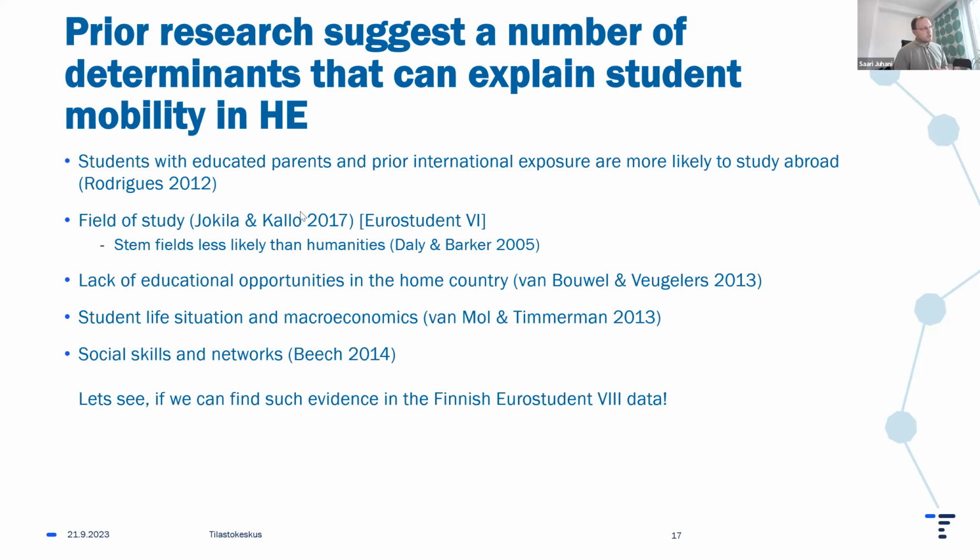And then we have research findings suggesting various mechanisms on how the field of study might be affecting the student's decision to go abroad. This study by Jokila and Kallo was published using the EUROSTUDENT 6 dataset here in Finland. Worth reading if you're interested in utilizing the EUROSTUDENT dataset, although published in Finnish, the abstract is in English.